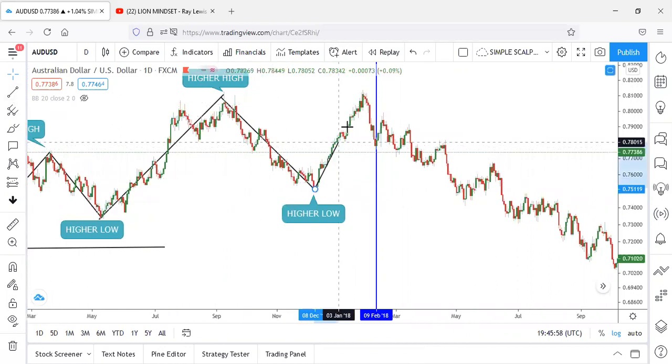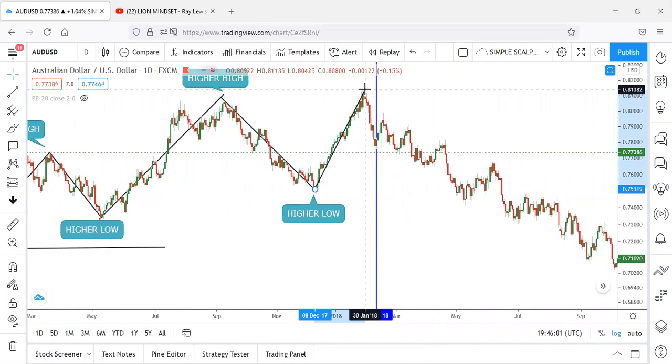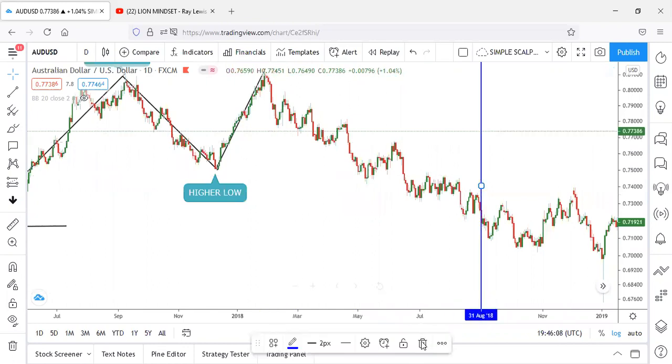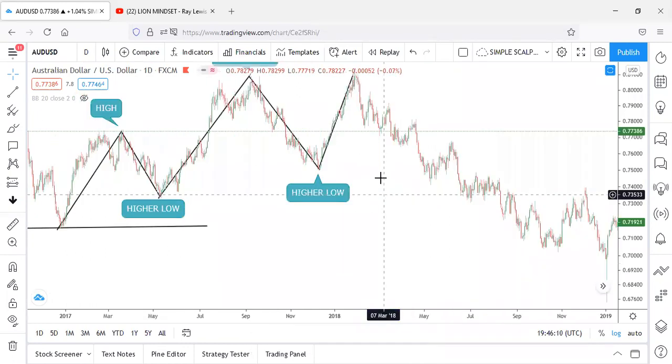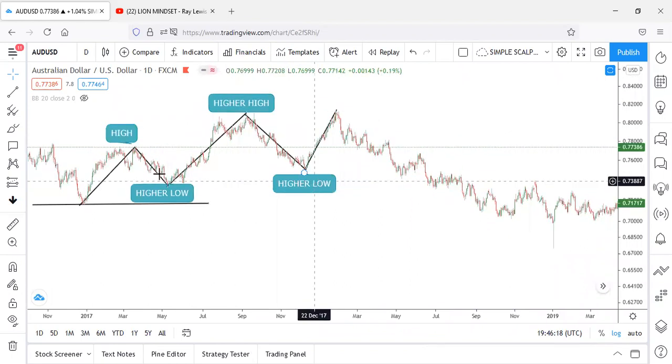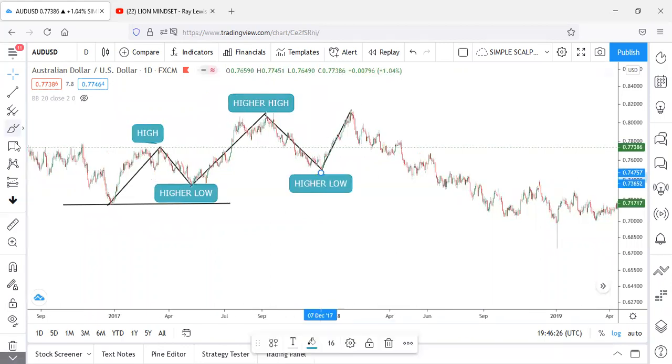Now you can see this move went up to this level. Right after that, according to all this previous data, we can see right from here we have a massive drop. So you can see we have a high, higher low, higher high, higher low. So this place can be considered as a higher low.